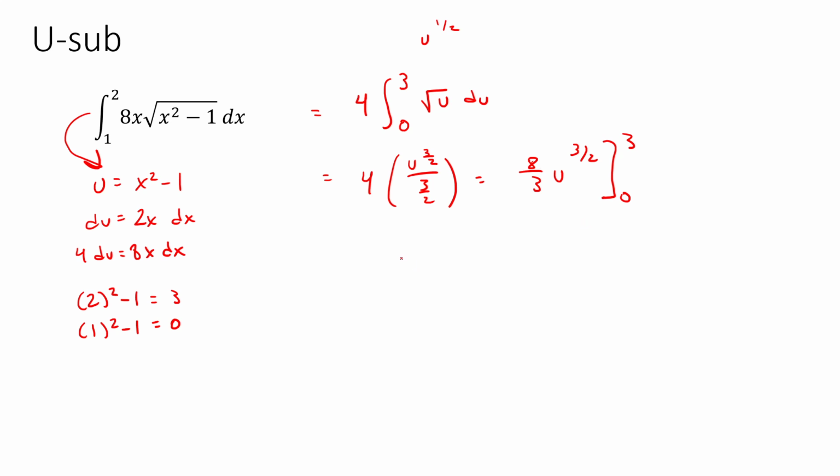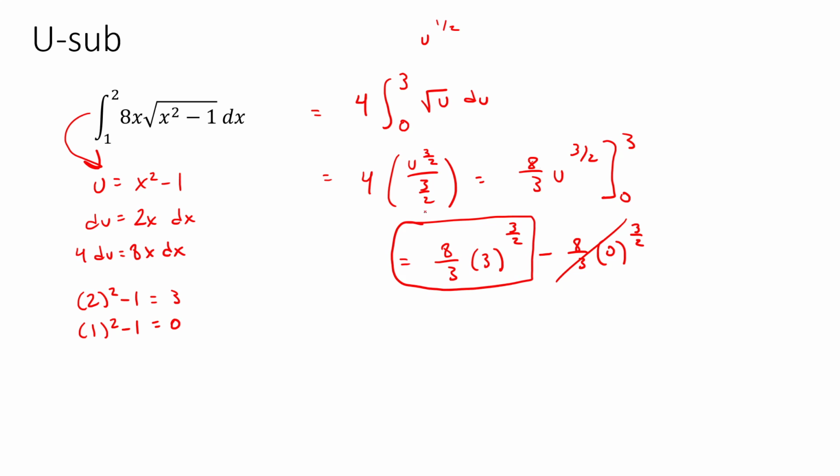Okay, plug them in. Of course, 0 is just going to go away. And 3 to the 3/2 power, without a calculator, that's not so nice. And if you were doing the UConn test, this is how you would leave it. Okay, this obviously just goes away, so you're done. Okay, you don't want to get a decimal, especially if it's going to be rounded off. That's all.